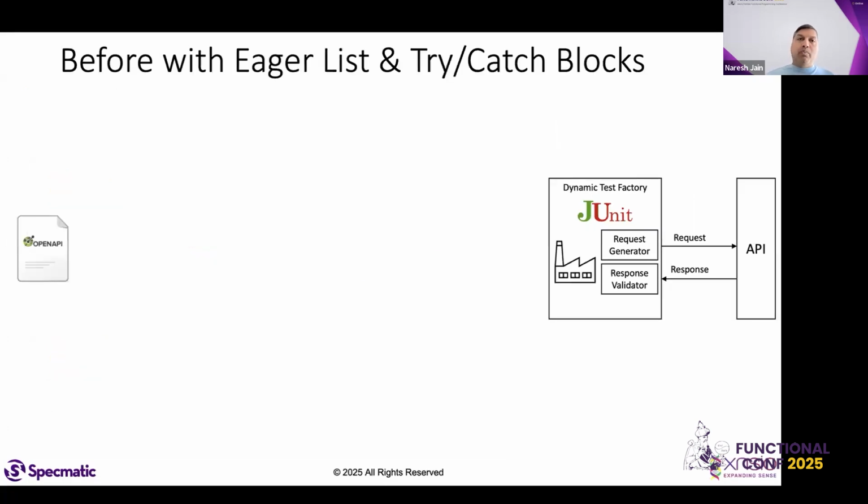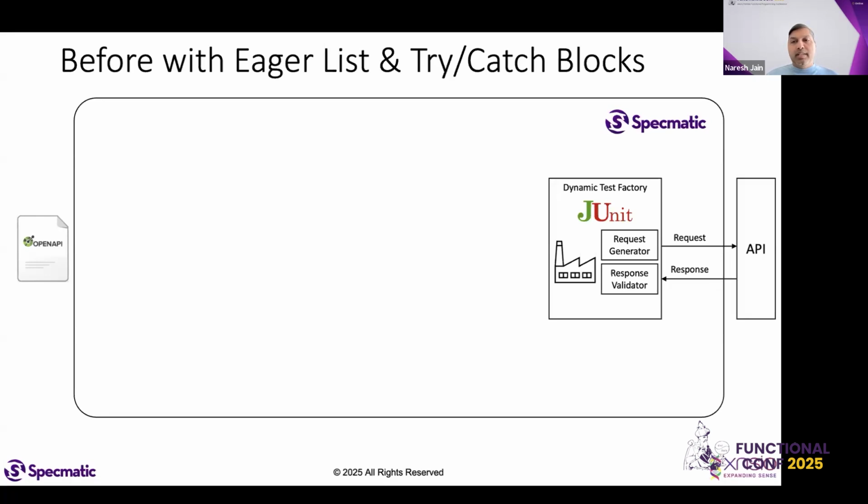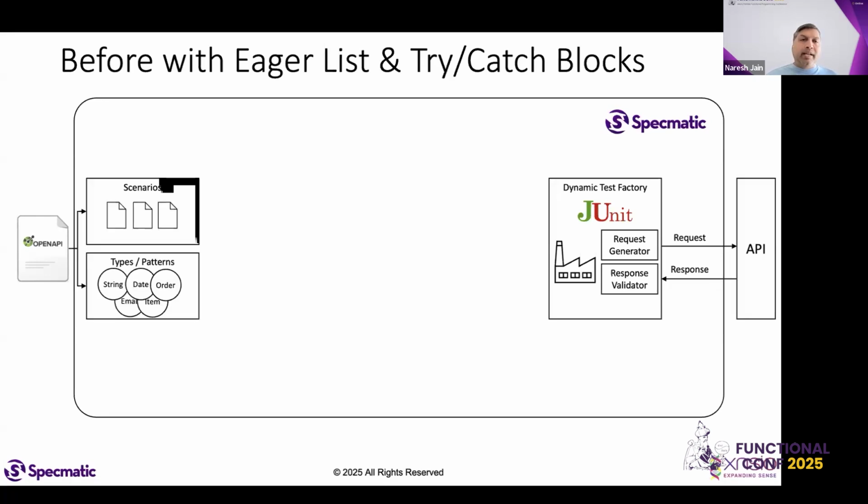So let's look at what we were doing earlier and the classic rookie mistakes that we had made and how we tried to fix them. We have the test factory here on the right, and an Open API specification on the left. What Specmatic does is read the spec, convert it into scenarios, and build out all the different data types and components that exist in the specification. It creates a set of patterns from which we can generate all the possible values for our resiliency tests.